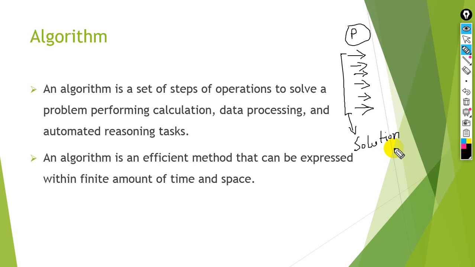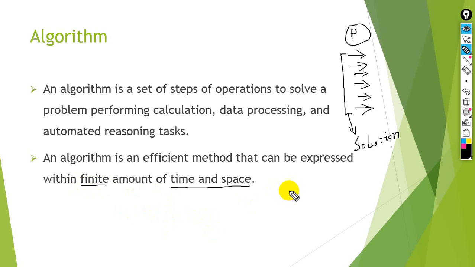Now, an algorithm is an efficient method that can be expressed within a finite amount of time and space. So when you are writing an algorithm, it should be executed and completed in a finite amount of time. It should not be infinite.